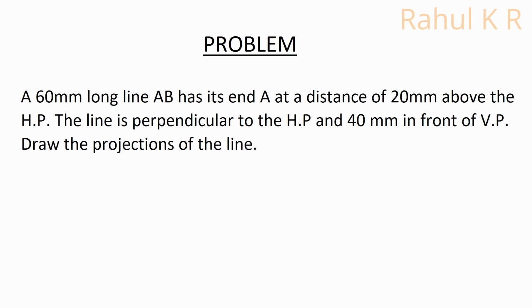Sample problem. A 60 mm long line AB has its end A at a distance of 20 mm above the HP. The line is perpendicular to HP and 40 mm in front of VP. Draw the projections of the line.